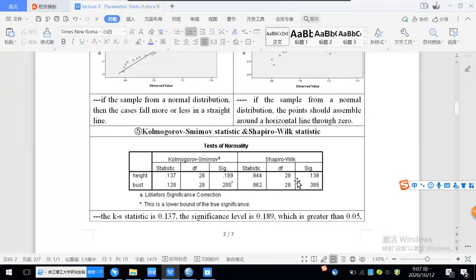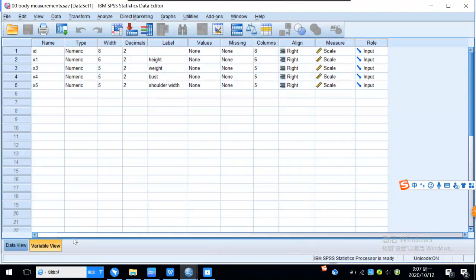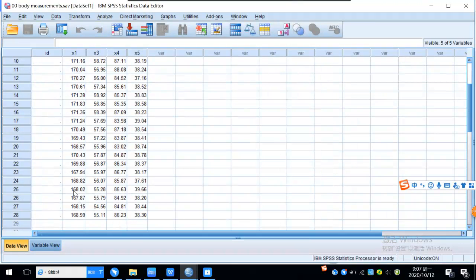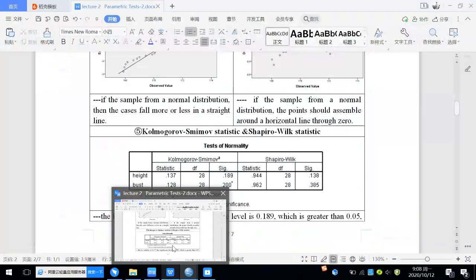Okay, now, how many samples do we have in this example? Let's look at. Here, totally we have 28 cases, right? It means it's less than 100. So we will use the SW, Shapiro-Wilk statistic.